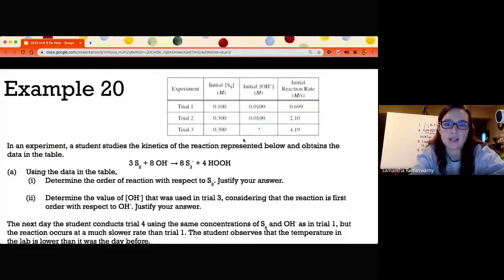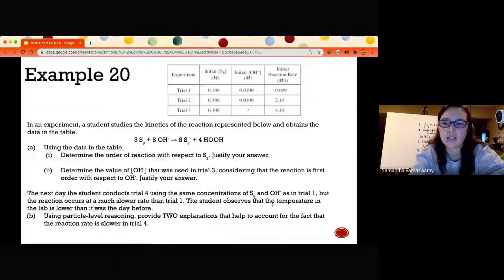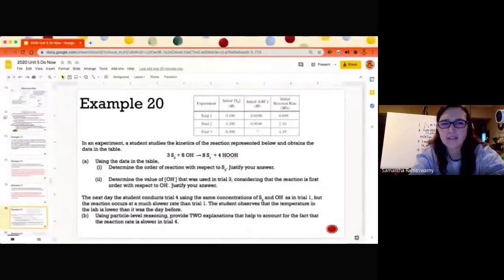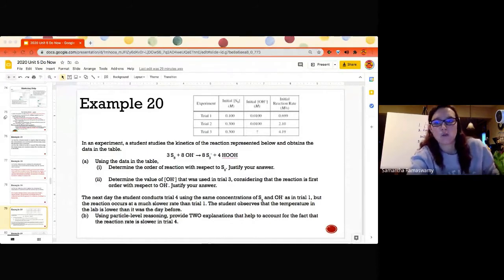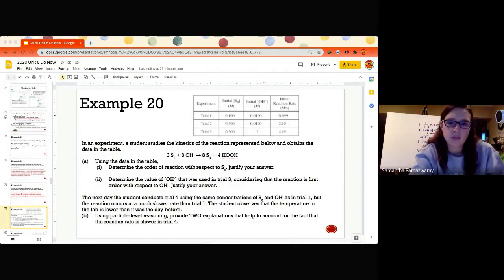So I'm going to put you guys into breakout rooms. I'm going to give you about, let's say, 5 minutes to go through examples 19 and 20. I'm going to set the timer for 5 minutes, so it'll end the breakout rooms at 5 minutes and bring you back here.